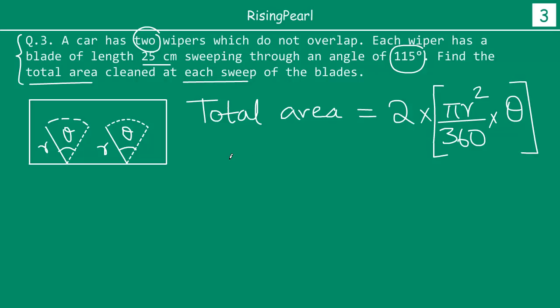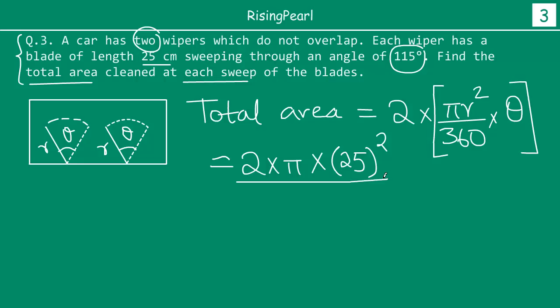So simply by putting the values in, 2 times pi, r is the radius. It's important to understand that r is the length of the wiper blade because this is the one which is sweeping like this, right? And the length is given as 25. So r is 25, so it will be 25 square. So pi r square divided by 360 times, what is the angle that it sweeps through? It is 115.